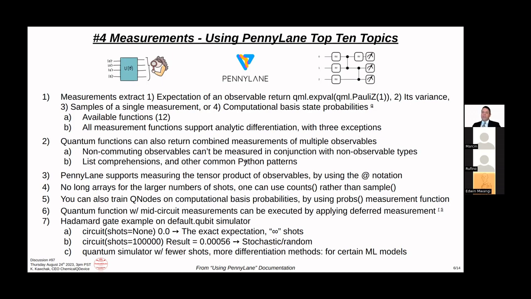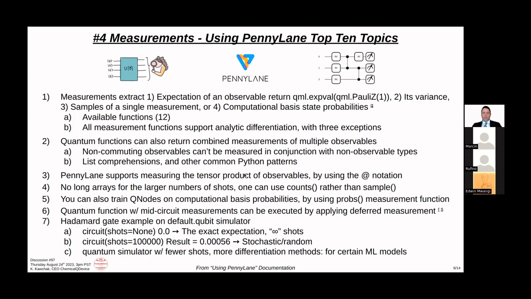And another term is commutable. So some of these are commutable. Say, like a controlled-NOT gate commutes from the control to the target. Non-commutable would be more like a Hadamard gate or a Pauli-X gate. List comprehensions, which are common from the classical world, and other common Python patterns are available as well.